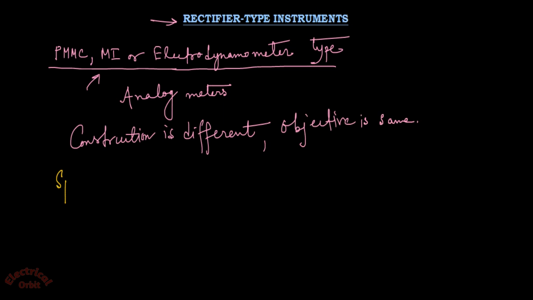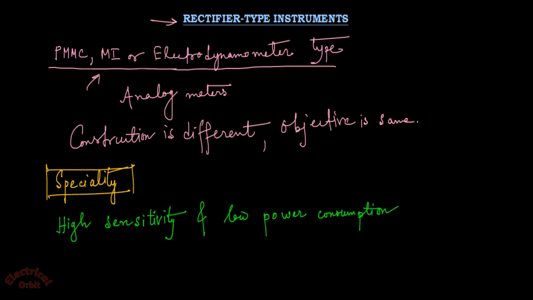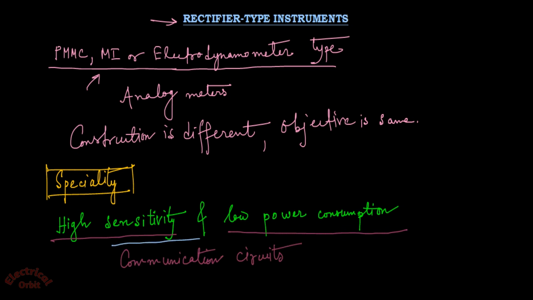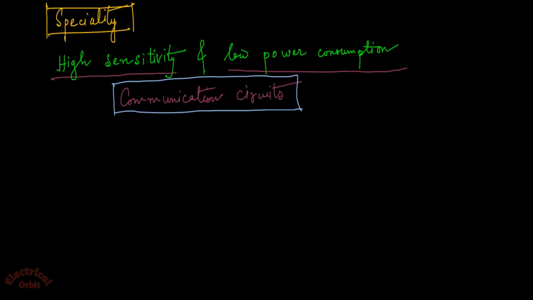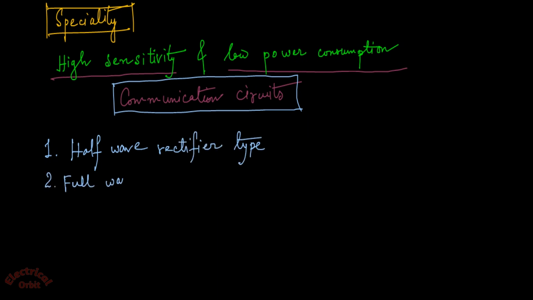Now, what is the speciality of using this kind of instrument? The rectifier type instrument has the qualities of high sensitivity and lower power consumption, so this kind of instrument is widely used in communication circuits. There are two ways to create a rectifier instrument. One is the half wave rectifier type instrument and another is the full wave rectifier type instrument.